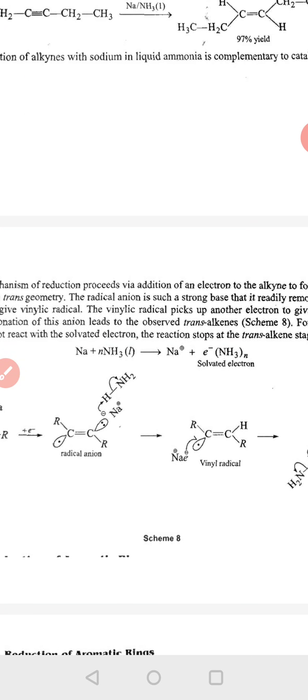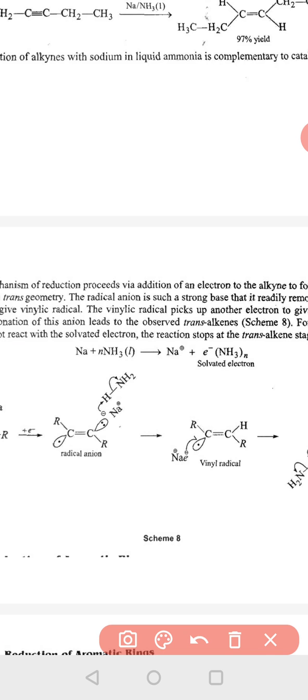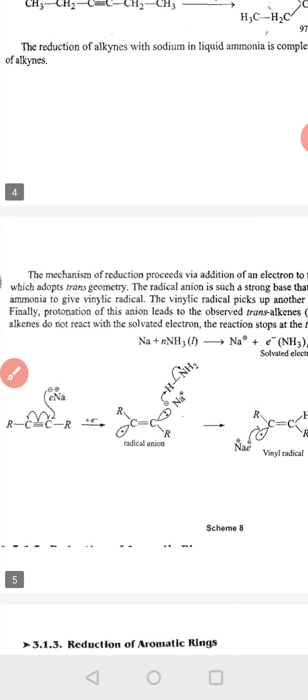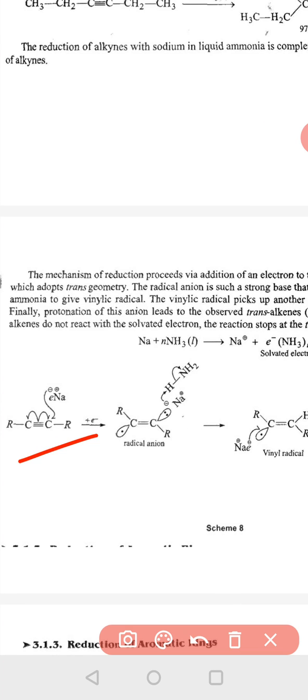Let's see the mechanism. In the first step, the sodium is solvated in liquid ammonia, and an electron from sodium forms a solution with liquid ammonia. It is a blue colored solution. In the next step, this is the alkyne. It abstracts an electron from this solvated solution, and we get a radical anion, and this adopts a trans geometry.